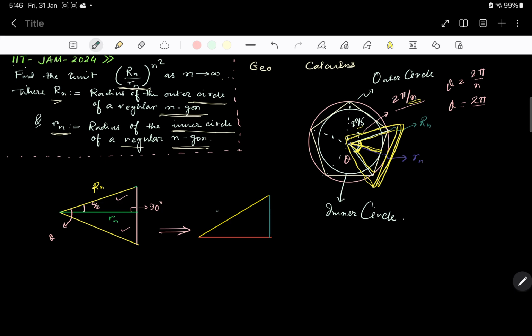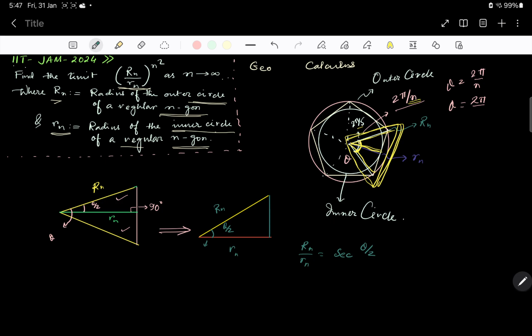Okay, great. This is our Rn, and this angle, I'm sorry, this is basically theta by 2. So from basic trigonometry, we can say that Rn by rn is nothing but sec theta by 2. Is that clear so far? If it is not clear, you can pause and review the previous parts of the video.